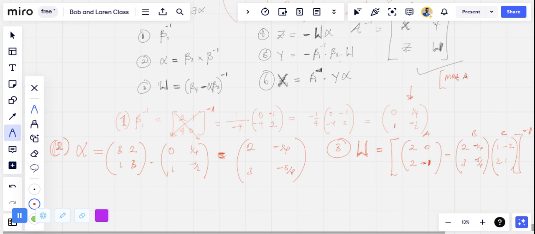There's a way you can actually do this on the calculator. Press Mat A, then press minus Mat B. But you open the bracket here, then press Mat C. Then you close the full bracket.